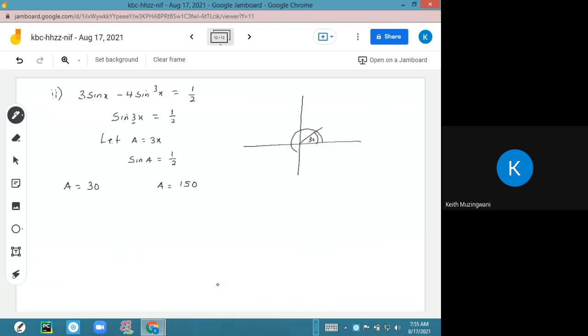So if we go around, 30 plus 360, we have a is equal to 390. Divide by 3, maybe we can bring another one. 390 plus 360, we'll get 0, 5, carry 1, 6, 7, 750.